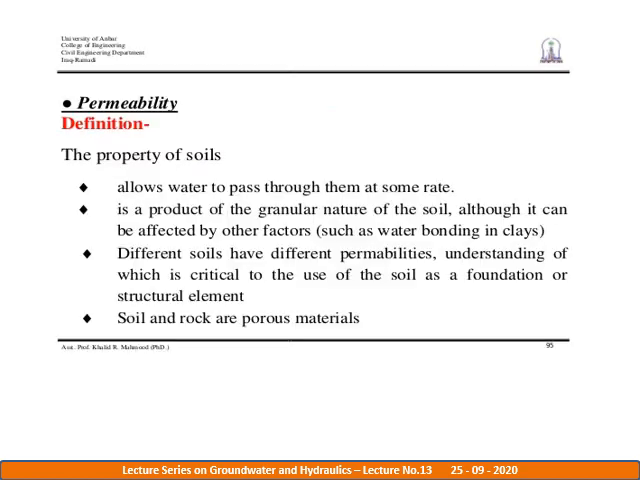So what is permeability? Permeability is the property of soil that allows water to pass through it. It is a product of the granular nature of the soil, although it can be affected by other factors such as water bonding in clays. Different soils have different permeabilities, understanding of which is critical to the use of soil as a foundation or a structural element. Soil and rock are porous materials.